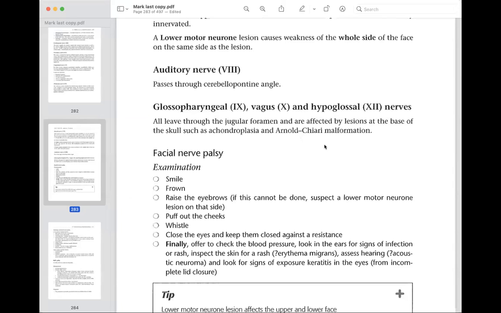Tell me about Arnold-Chiari malformation. Which conditions may have this malformation? Anyone? Which condition is Arnold-Chiari associated with?